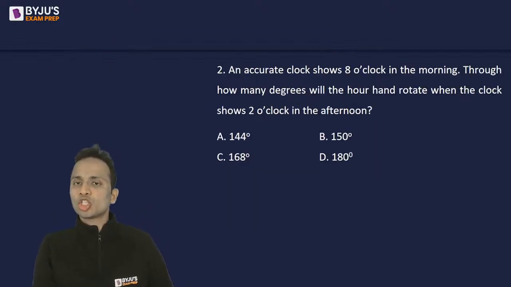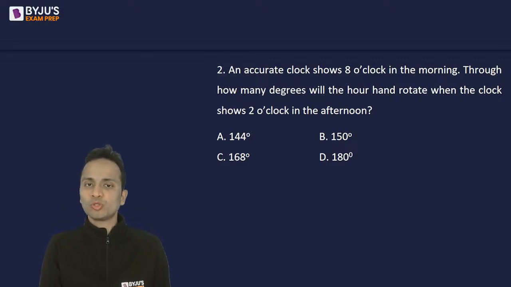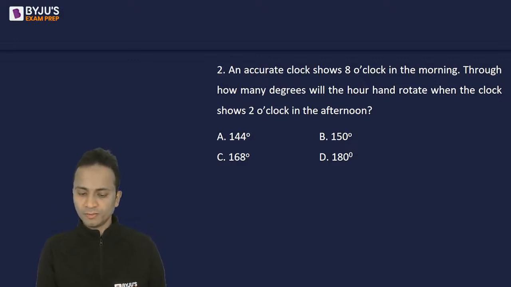An accurate clock shows 8 o'clock in the morning. Through how many degrees will the hour hand rotate when the clock shows 2 o'clock in the afternoon?